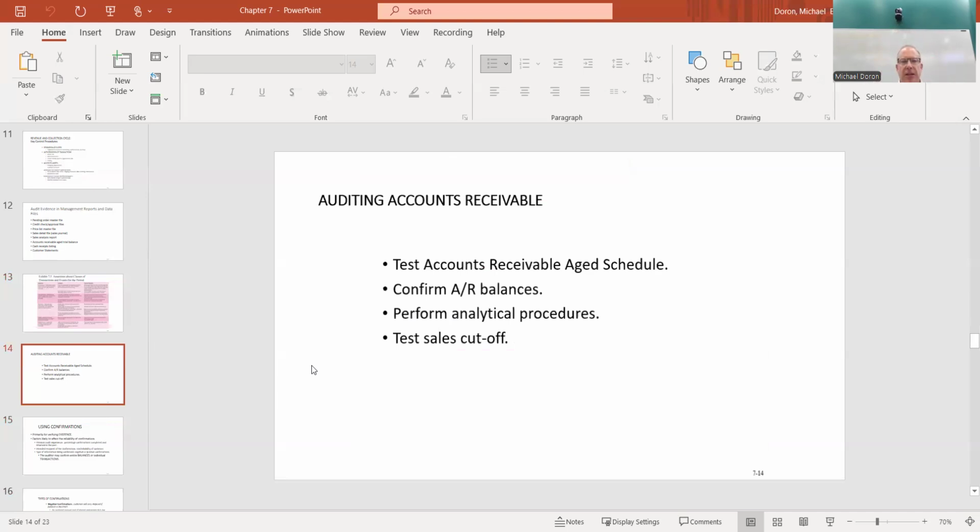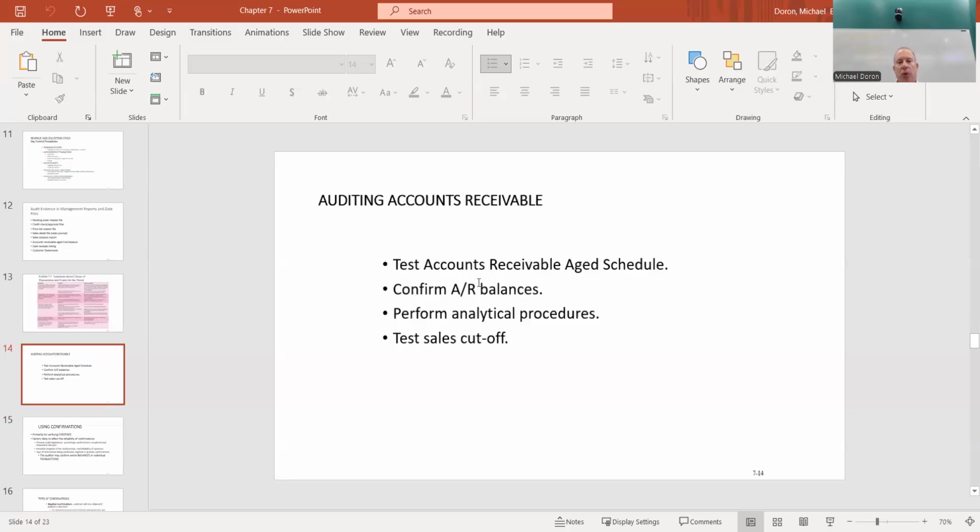Okay. So one of the major things you'll do when you're auditing the revenue cycle is to audit the accounts receivable account. Okay, you're going to test the accounts receivable age schedule like we just talked about. Are they properly valuing the bad debts? Are they properly estimating bad debts, I should say?